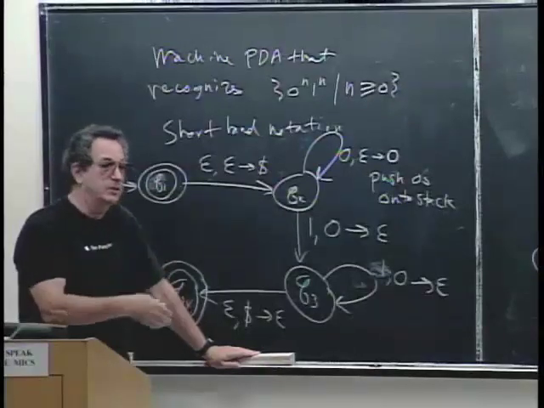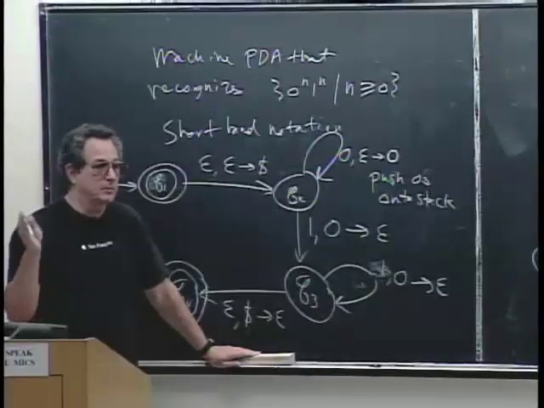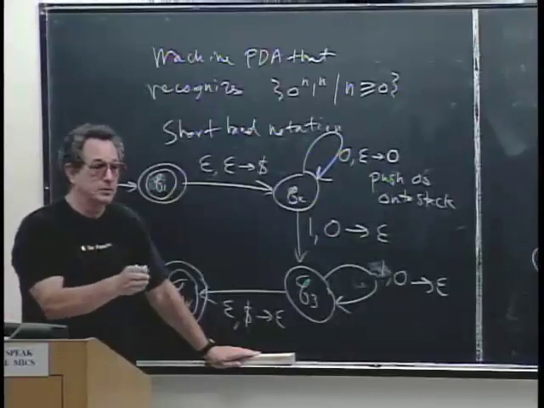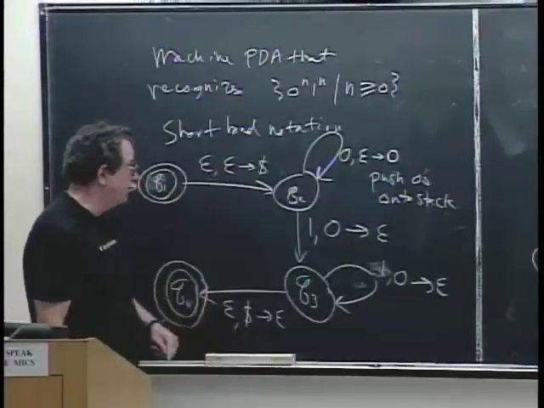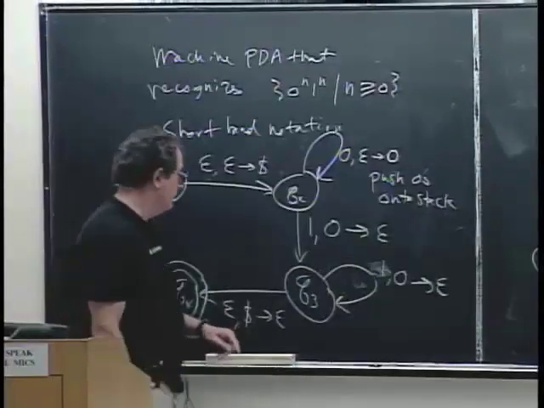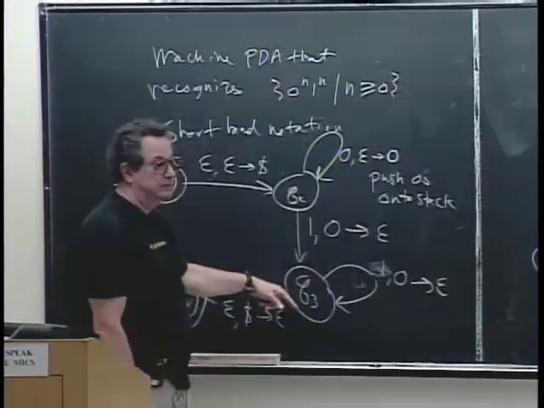It could be another 1, it could be another 0, but whatever it is, it demonstrates that what we have is not some number of zeros followed by an equal number of ones. And so that's definitely the right thing to do, is to reject at that point. Okay? So, on the other hand, there is a computation.